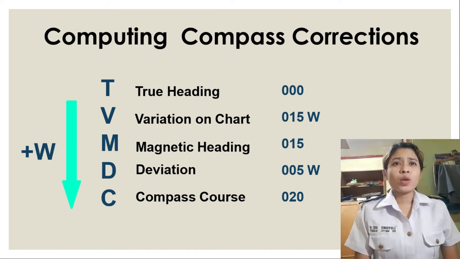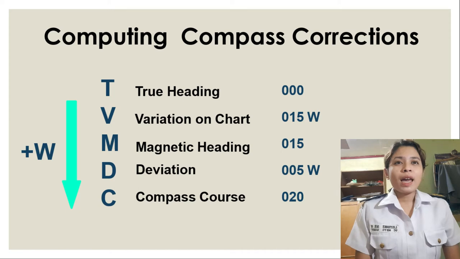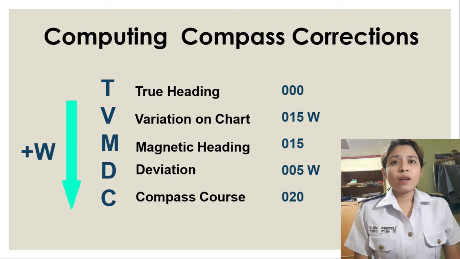As you can see in the example, which is the uncorrected TVMDC, T is for true heading, V is for variation, M is for magnetic heading, D is for deviation, C is for compass course, and add west. We add true heading and variation, for it is west. 000 plus 015 degrees west is equal to 015, and also we add the magnetic heading and deviation as it is west. 015 plus 005 degrees west, and now we have the compass course of 020.